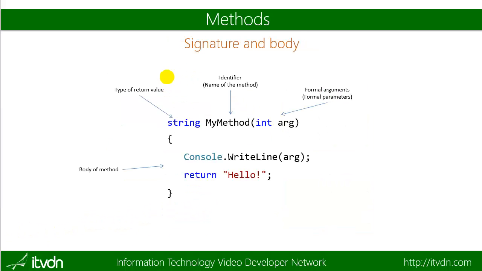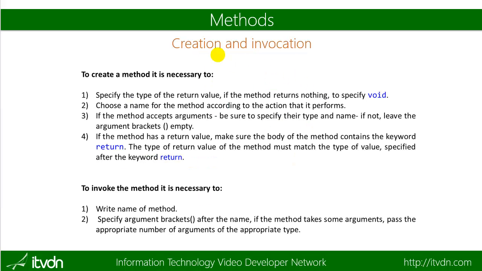And then again, we looked at the signature and body of a method. Remember this, remember that this is the body, signature, and the signature consists of 3 parts: the return value, the identifier or the name, and of course your argument. And you have seen that you can have 1, 2, 3, and so on and so forth. So you can have a lot of arguments. Next, we just looked at how we can create methods and how to correctly invoke or call a method.